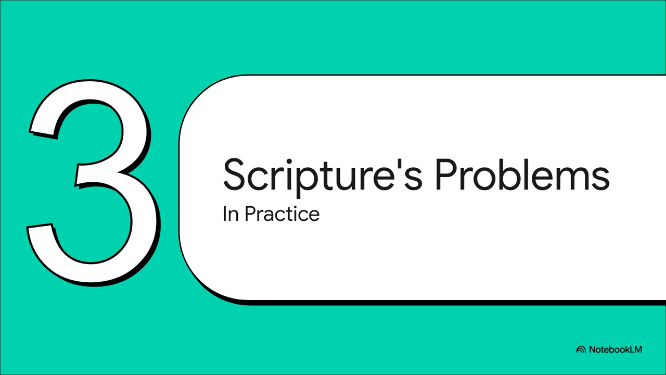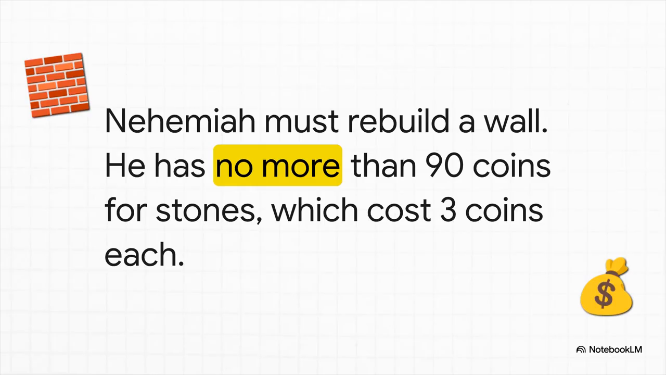All right, theory's over. Let's see this thing in action. How on earth do you take a story from thousands of years ago and turn it into an algebra problem that a 6th grader can actually solve? Let's find out. So first up, we've got Nehemiah. His job is huge. He's got to rebuild a wall. But he's dealing with a problem that I think we can all relate to: a tight budget.